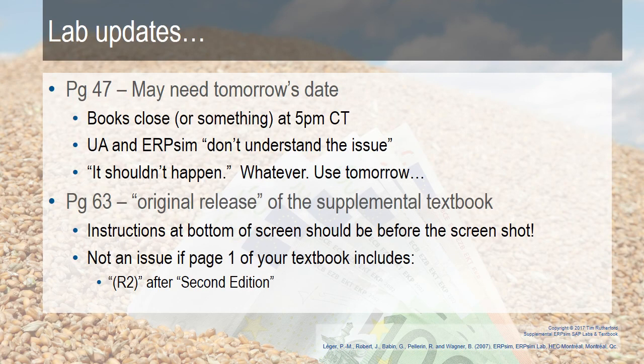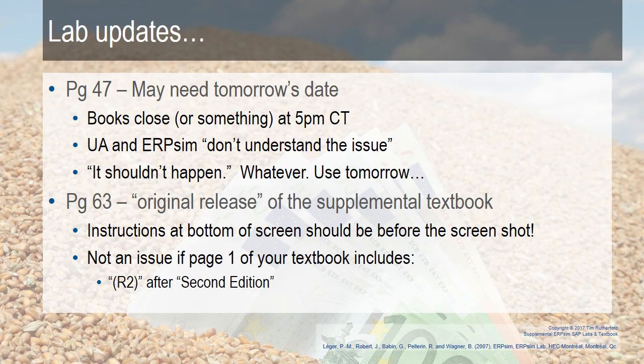There are some lab updates. This isn't quite an update, it's just a weird thing that happens. On page 47, if you are completing this after 5 p.m. Central Time, there's no explanation for it. I've been told by the University Alliance's SAP people that it doesn't happen, or it shouldn't happen, but it does. You may get an error if you use today's date after 5 p.m. Central Time. You just need to use tomorrow's date.